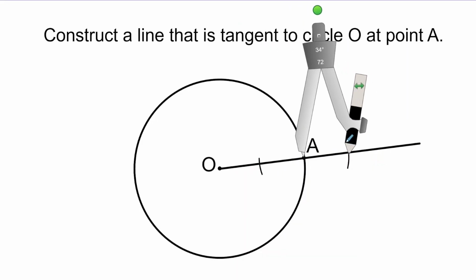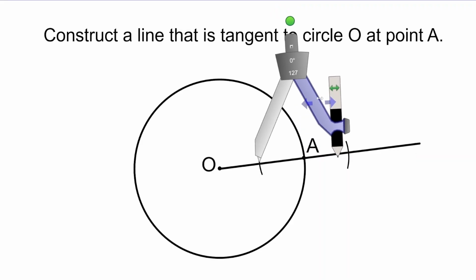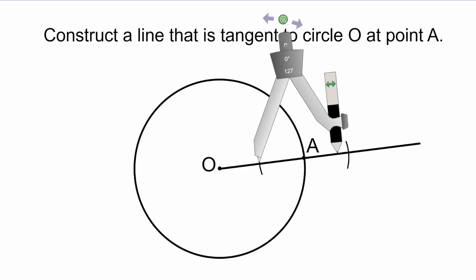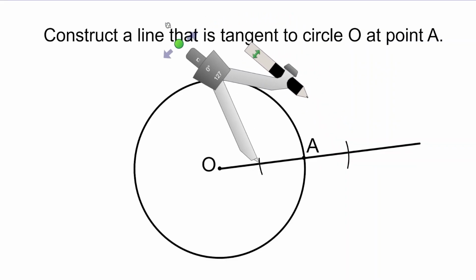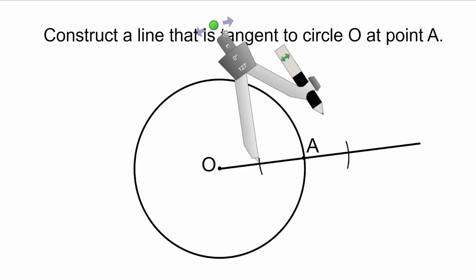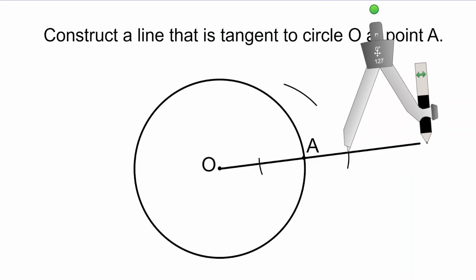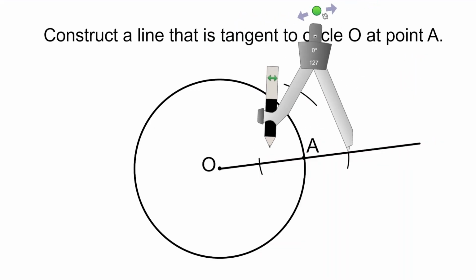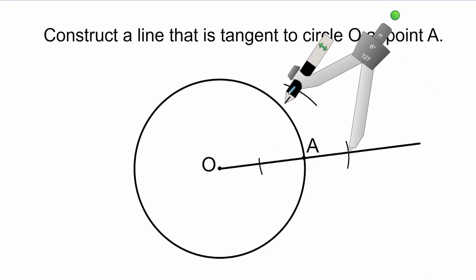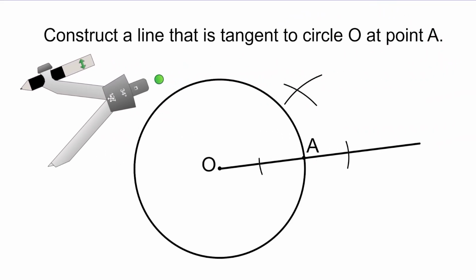Now that we have these two points of intersection, we move the compass to one of them and open it up so it goes past point A. Now I'm going to move the compass in this direction, and swing an arc above. Then I repeat this process over at the other point. So I'm going to move it over here, flip it over here, and then swing the arc above.